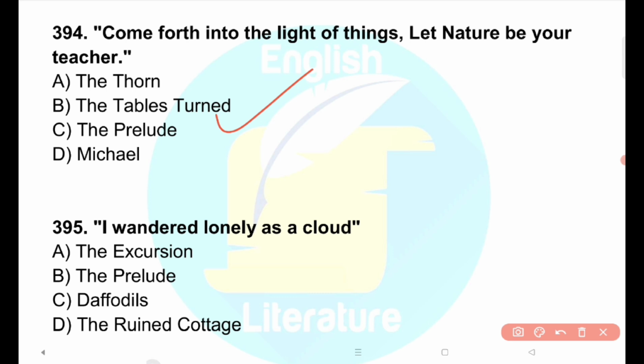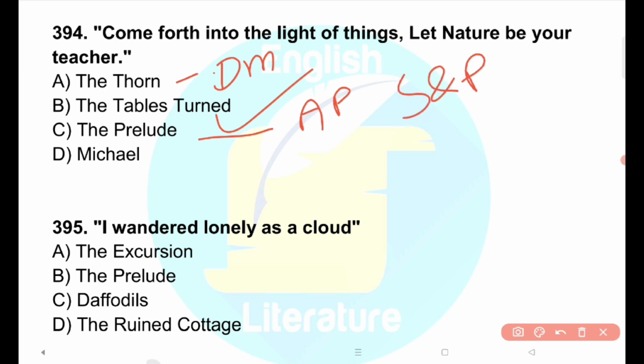The Thorn, a dramatic monologue about a woman's grief. The Prelude, an autobiographical poem about Wordsworth's spiritual and poetic development. Michael, a pastoral poem about an old shepherd and his son.